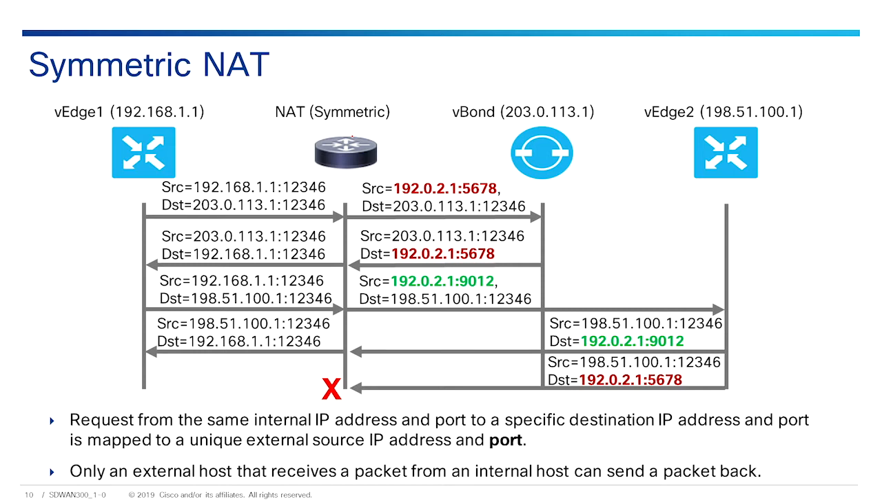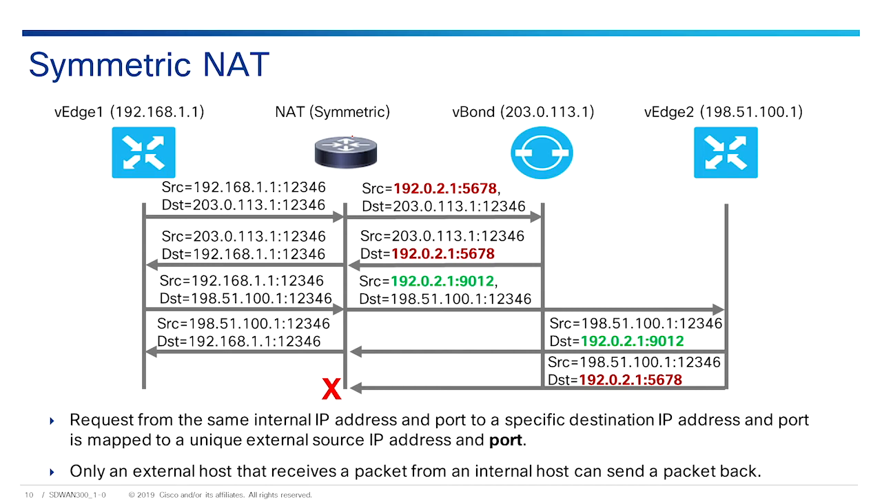vEdge routers support symmetric NAT only on one side of the WAN tunnel. That is, when a vEdge router operates behind a NAT device running symmetric NAT, only one NAT device at either end of the tunnel can use symmetric NAT. The vEdge router that is behind a symmetric NAT cannot establish the BFD tunnel, that's bidirectional forwarding detection, with a remote vEdge router that is behind a symmetric NAT, an address-restricted NAT, or a port-restricted NAT.